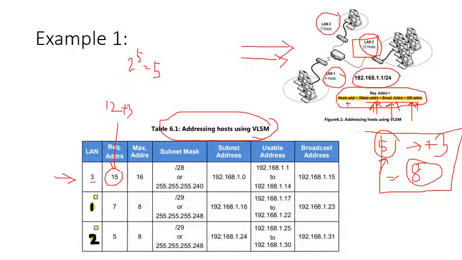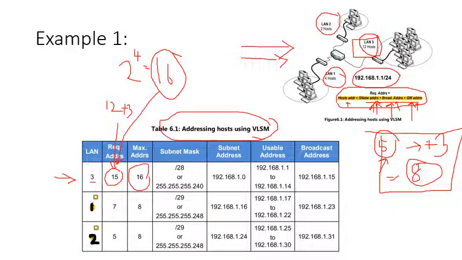Let me check: 2 to the power of 3 is 8, and 2 to the power of 4 is 16. Which is more than enough to accommodate this network. So we provide 16 addresses.